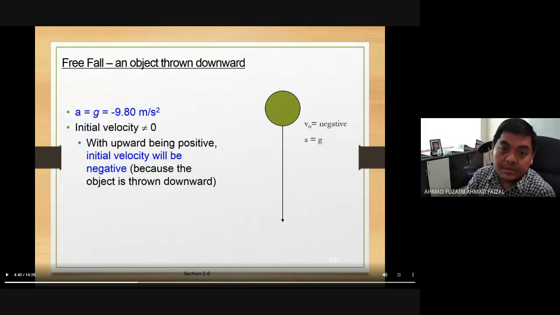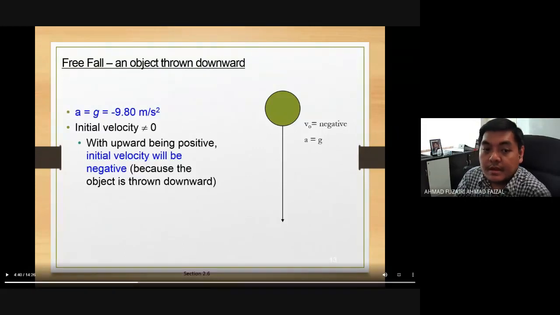Okay, so as I said to you, with upward being positive, the initial velocity will be negative. So what is the difference between this figure and this one? An object thrown downward, meaning that you have a negative velocity, and the acceleration is still negative g, meaning that a is equivalent to negative 9.8 meters per second squared.